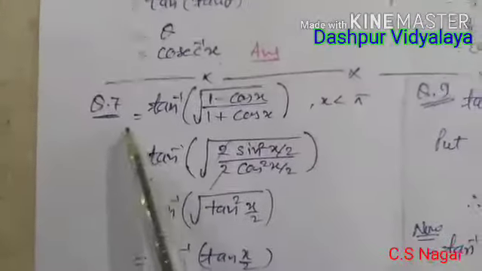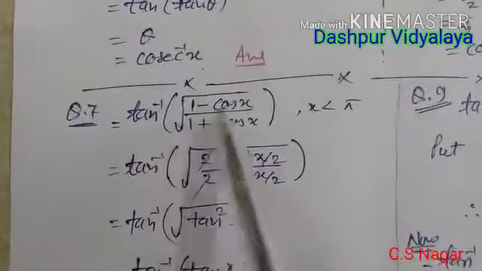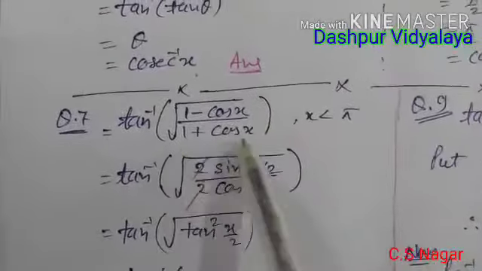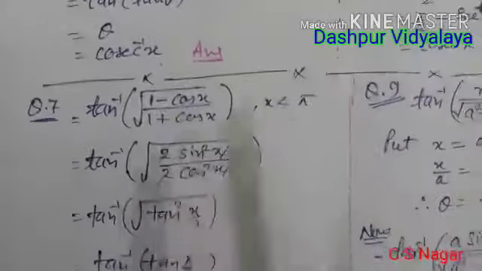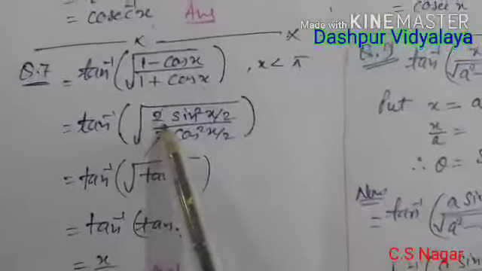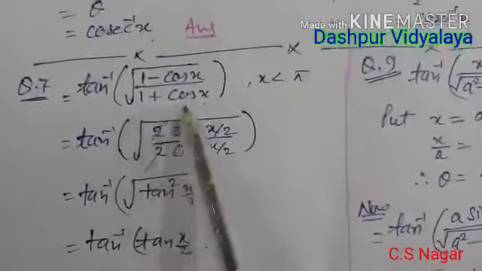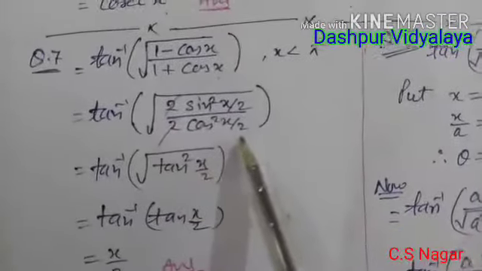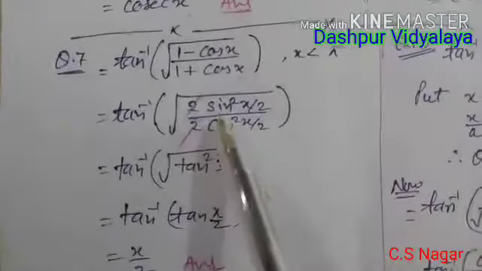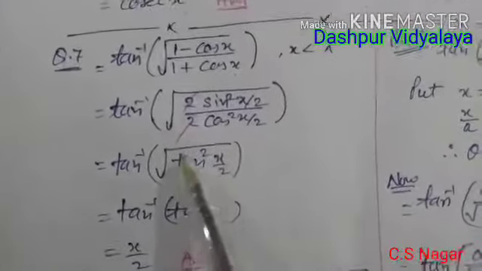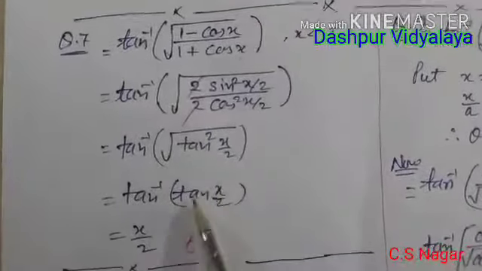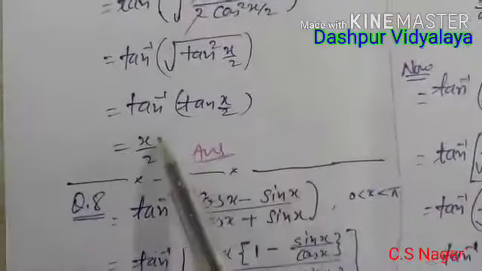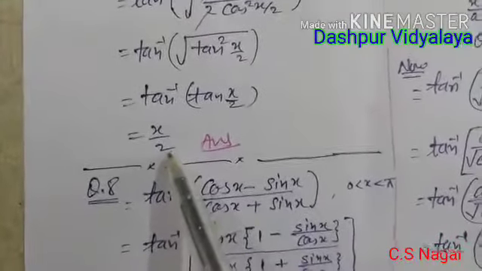Now, next question number 7. Tan inverse under root 1 minus cos x upon 1 plus cos x. 1 minus cos x, break into half the angle, so it will be 2 times sin square x by 2. And 1 plus cos x, once again break into half the angle, so it will be 2 times cos square x by 2. Here 2 cancels out. Sin square upon cos square is tan square, and taking square root, it will be only tan x by 2. Once again here tan inverse and tan both cancel out, only x by 2 remaining. This is the simplest form.